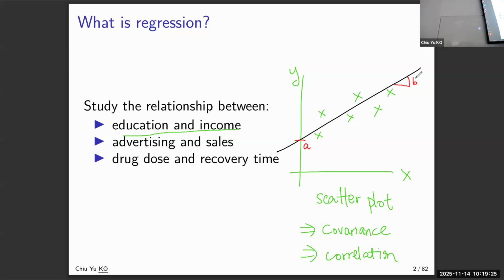So what we do after the break is tell you how you can draw this line. What's the best way to draw this line? How do we find A and B, and what are the good properties of those?